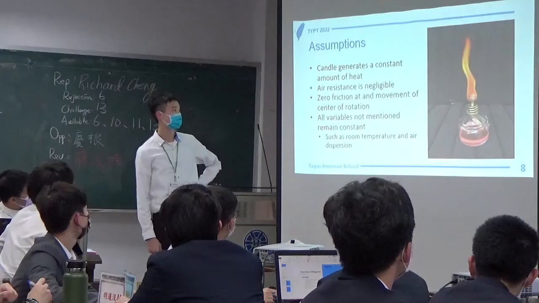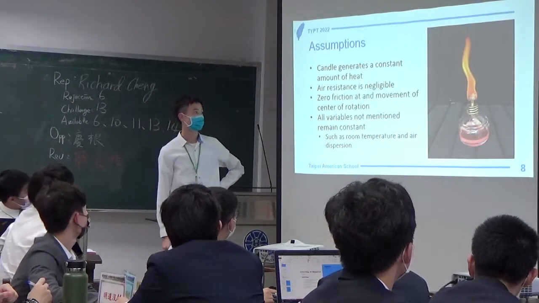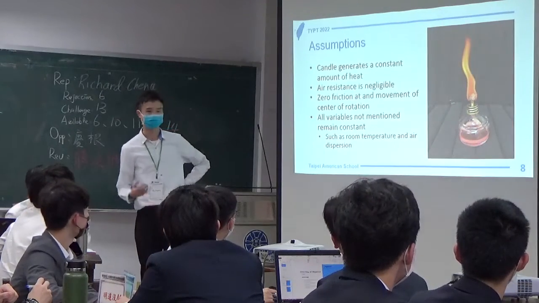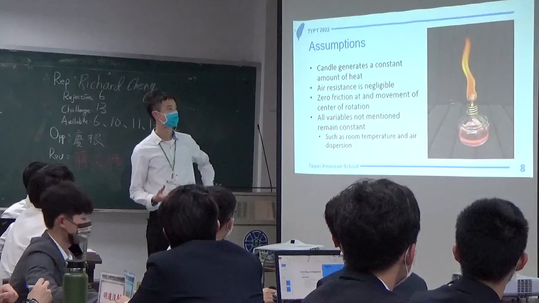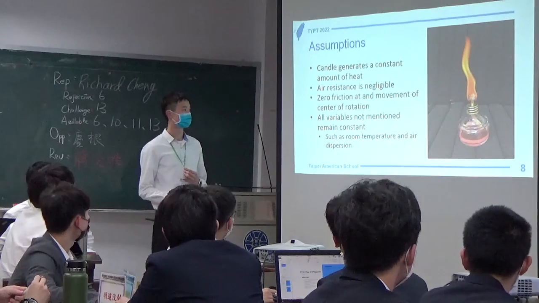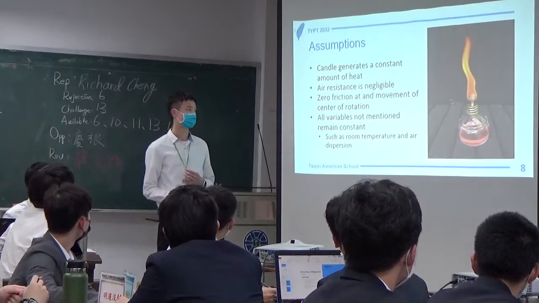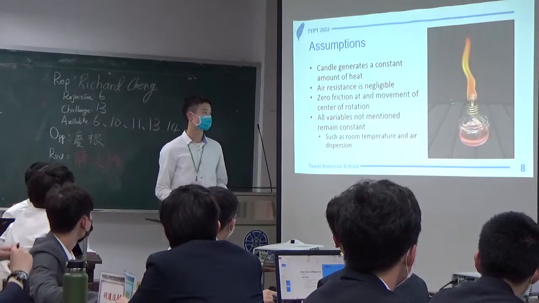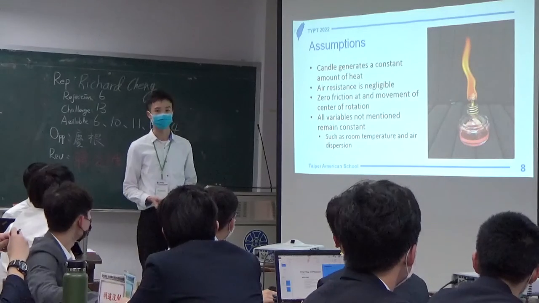I assume that a candle generates a constant amount of heat, and that air resistance is negligible because I'm optimizing the setup. I'm not trying to quantify the torque. I'm just trying to optimize it. I also assume there's zero friction at the center of rotation, and the center of rotation does not move during the experiment. I also assume that all variables not mentioned remain constant, such as room temperature.